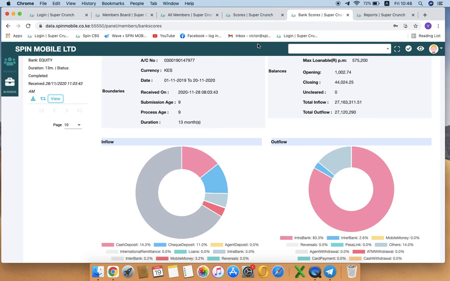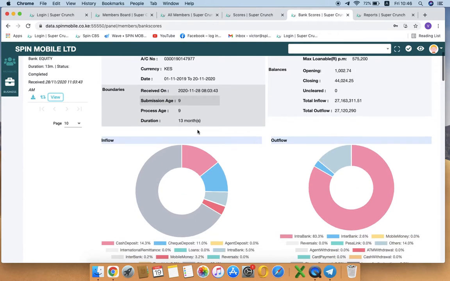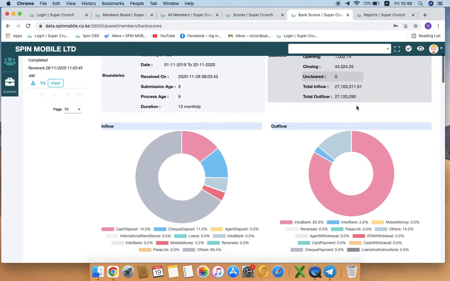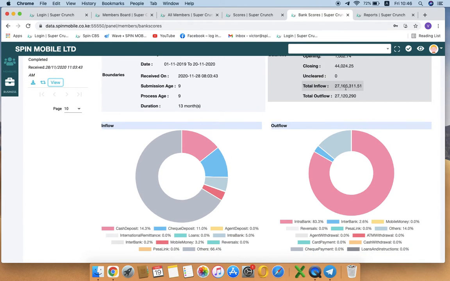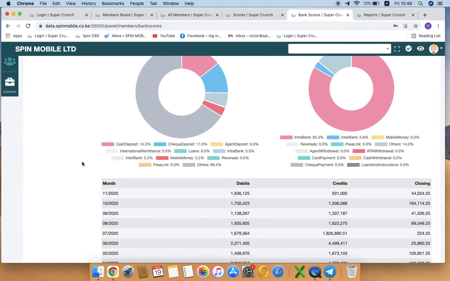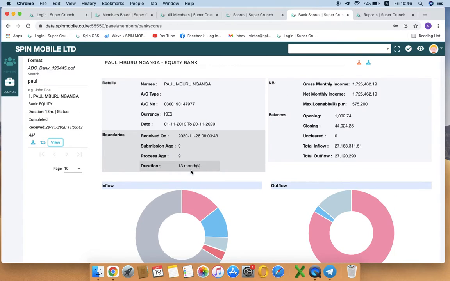Okay. Now, for bank scenarios, we also do the same. Bank statements, again, the KYC, the account number, how much is the gross income, net monthly income coming into that statement, what is the loanable amount per month, what is the turnover, total inflows and outflows, where is the money coming from? Is it a cash deposit? Is it a check deposit, agent deposit? Is it an international remittance? Is it loans, has he borrowed loans over this period? This period is 13 months, yeah?